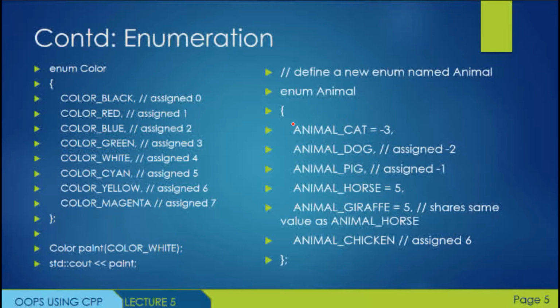Let us see an example. I have animal cat equal to -3. I have not assigned these two values over here, hence the one greater values will be -2 and -1. Again, I have assigned a value 5 over here and 5 over here, so both values can be used for this. Here again I have not defined, so the value greater than this will be 6. Let us move on.